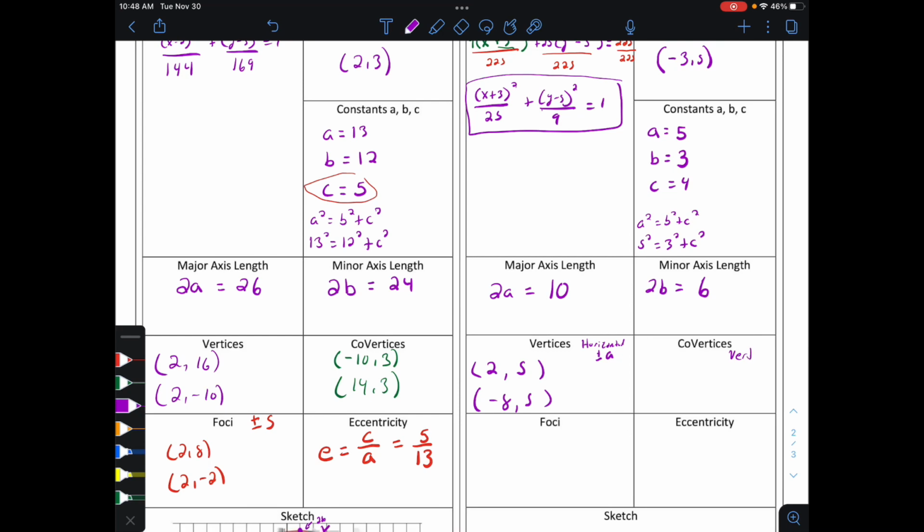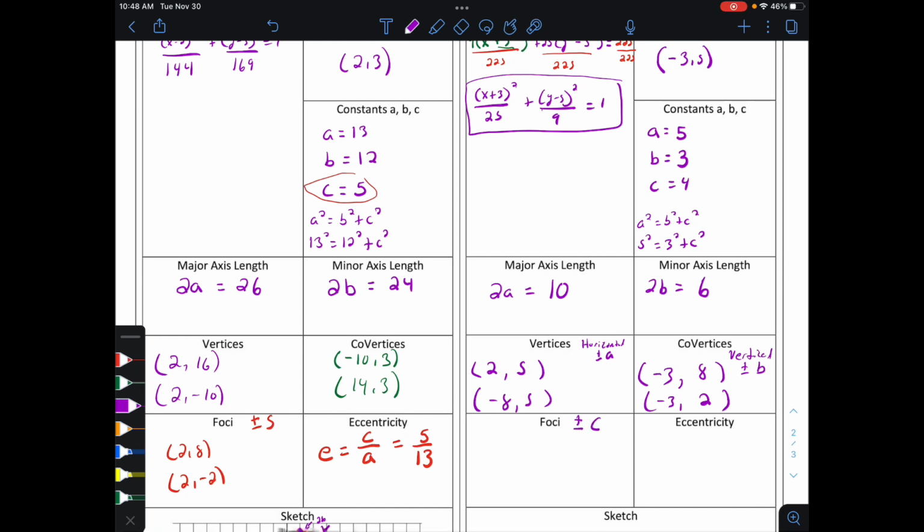Your co-vertices are going to be in the other direction of stretch, so in this case it would be vertical. Co-vertices add and subtract b off your center. So I would add b, not to the x values because I'm changing vertically, so I'm going to add them to the y value. So my co-vertices will both have x values negative 3. b is 3, so 5 plus 3 is 8. 5 minus 3 is 2. There's my co-vertices.